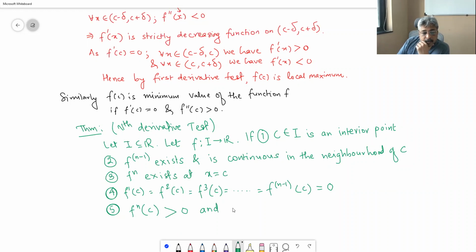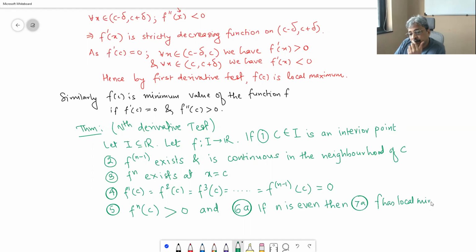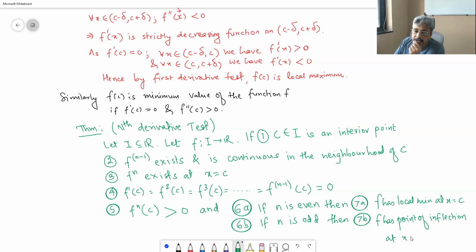And condition number 6a, if n is even, then 7a, f has a local minimum at x is equal to C. Condition 6b, if n is odd, then 7b, f has a point of inflection at x is equal to C.